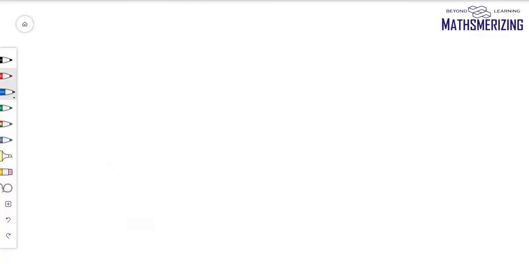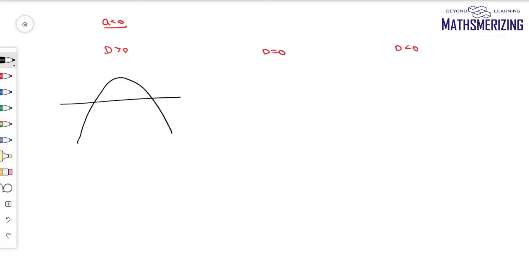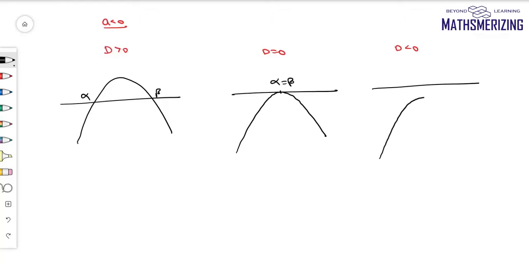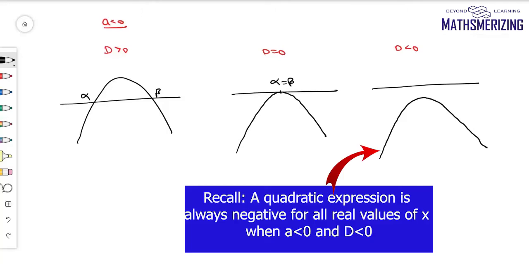Now in the same way, if a is less than 0, then again we have three separate cases: D greater than 0, D equal to 0, and D less than 0. So opening downwards and two real roots, alpha, beta. Opening downwards, two equal roots, so it touches the x-axis, alpha equals beta. And then the third case, where it doesn't have any real roots, so in that case, it will always lie below the x-axis.